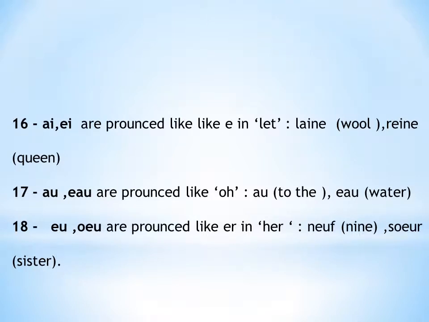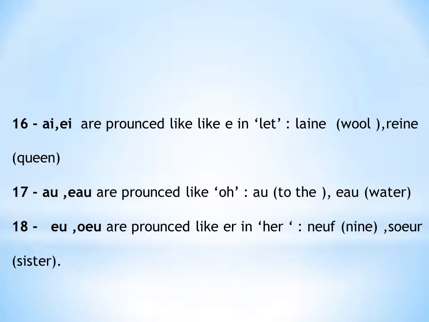Then the 17th is O. AU is "awe". EAU is also "awe" in a stretched way. So the water, EAU, is "awe", and AU is "awe" too. All these things we will learn in our coming classes, but the pronunciation is like that. The 17th is "awe". I have clubbed them together because both sound a bit different here and there, but it's the same.